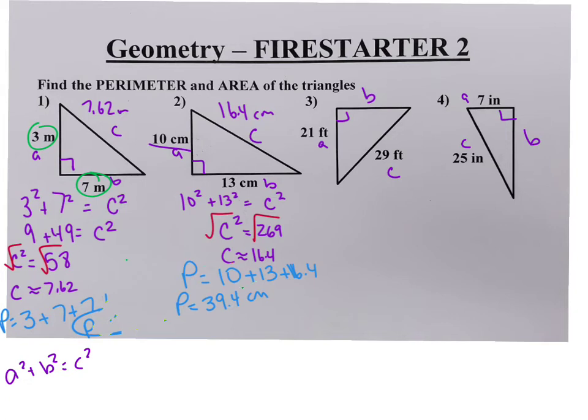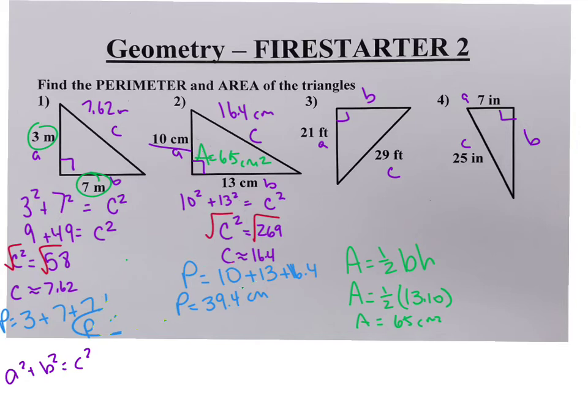Area. So area is equal to 1/2 base times height. So area is 1/2. 10 is the base, so this is the base. Or it doesn't matter which one's the base, actually, as long as they're both perpendicular to the other. So actually, I want to say 13 is the base. So I get 130. Half of 130 is 65, and it's square centimeters. So area is 65 square centimeters. And that's it for 2.